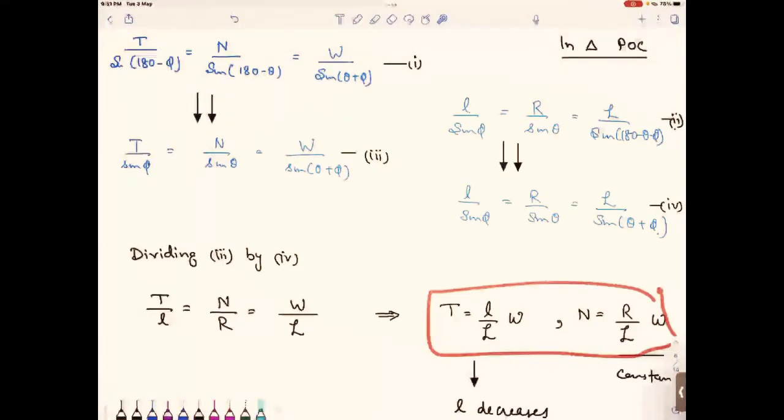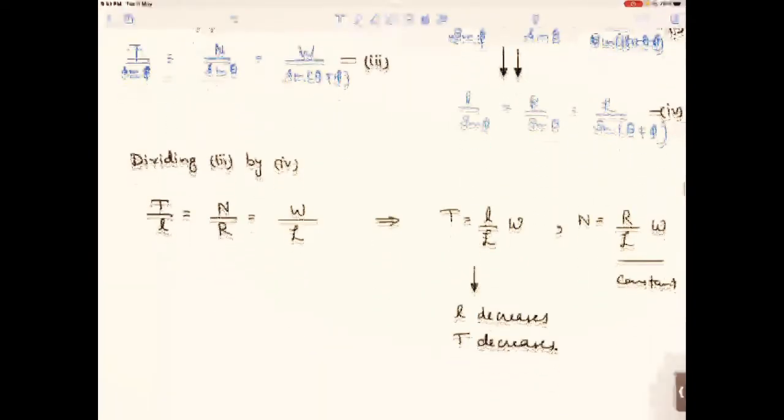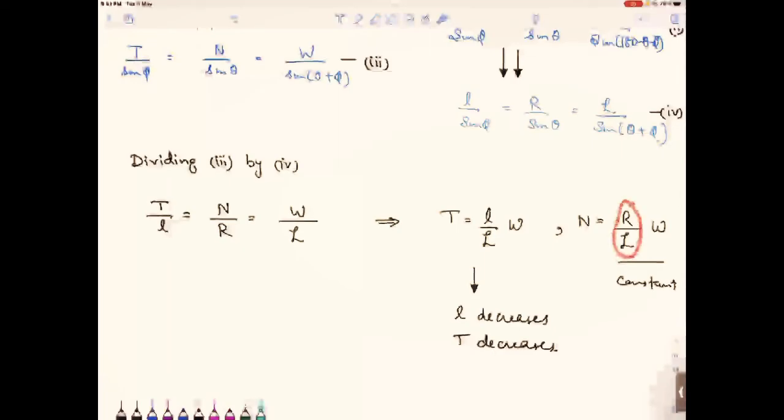Now you can comment on the magnitude of the tension and the magnitude of the normal. Can you comment on it? Yes, certainly. Here R is constant and length is constant. It means the normal will always remain the same. If you ask about the normal force, it will change because the direction will be changing, but the magnitude of the normal force will remain constant.